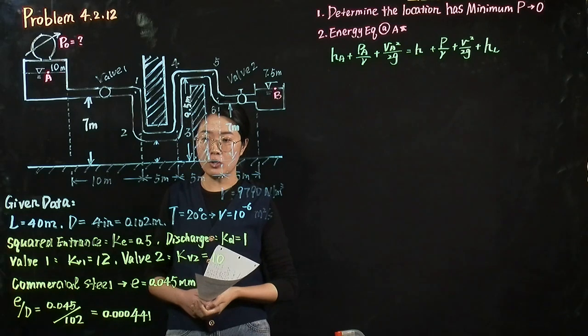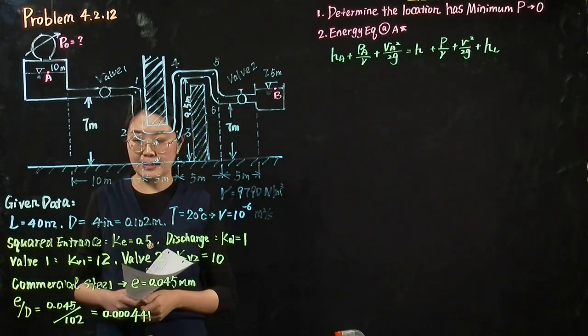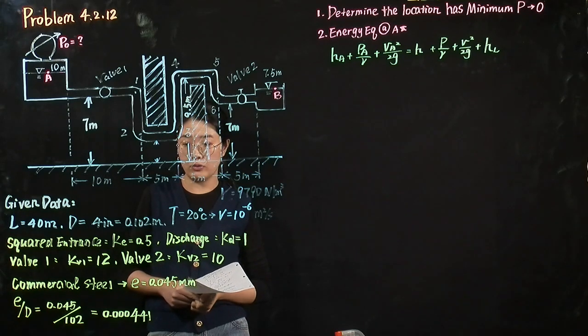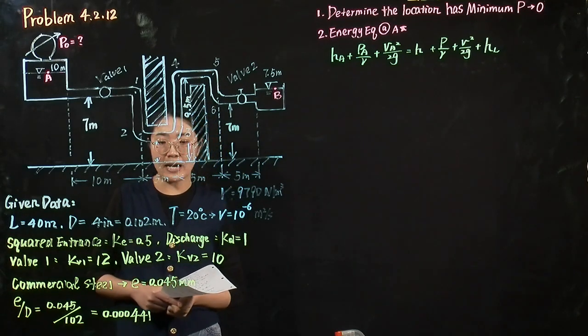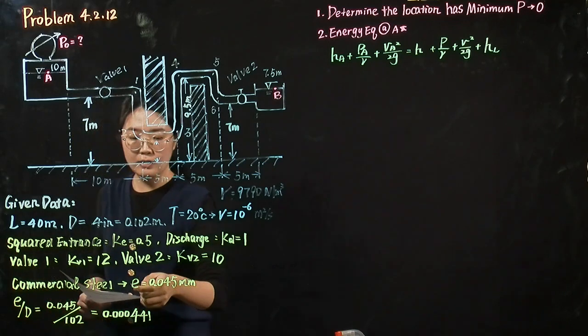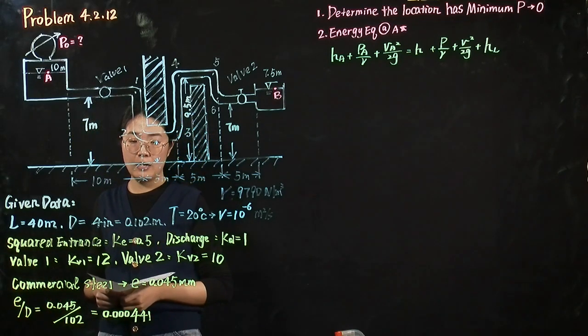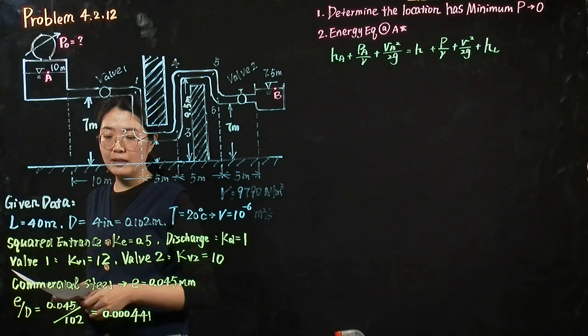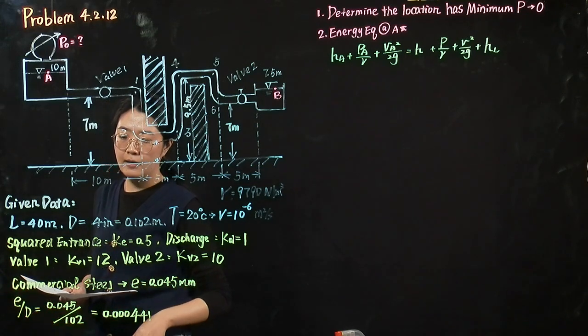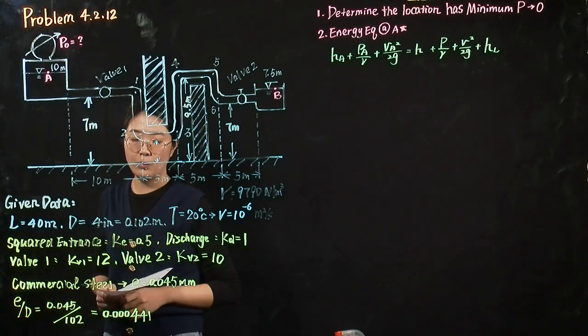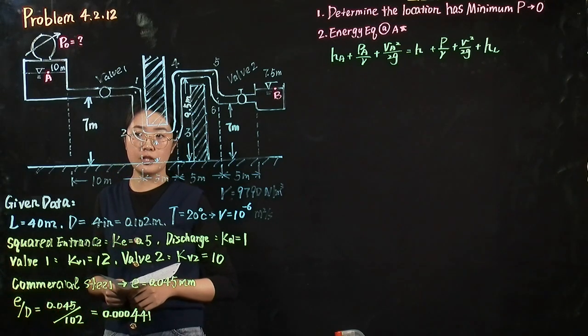We can find those coefficients in the textbook. Because the pipe is made of commercial steel, in the textbook we can find the roughness. It equals 0.045 millimeter. And then we can calculate the relative roughness. We can use the relative roughness when we need to determine the friction factor.